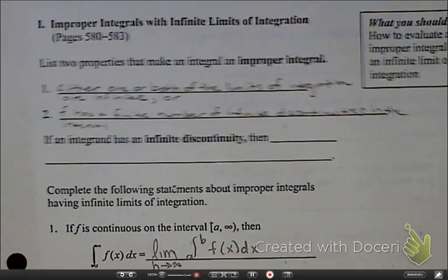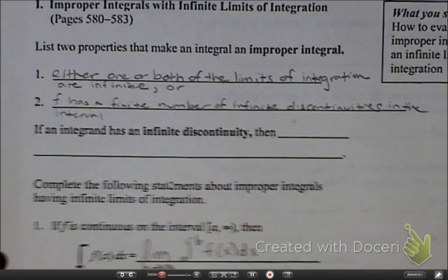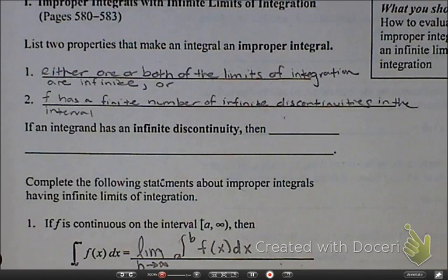So it says, list two properties that make an integral an improper integral. The first property is that either one or both of the limits of integration, so either a or b, the top or bottom, are infinite. So they're either going to infinity or negative infinity. The second criterion that can make it an improper integral is that f has a finite number of infinite discontinuities in the interval. In other words, f is not continuous at some point in the interval a finite number of times.